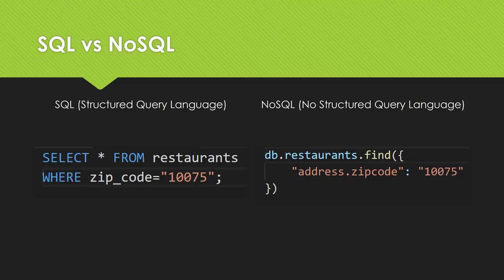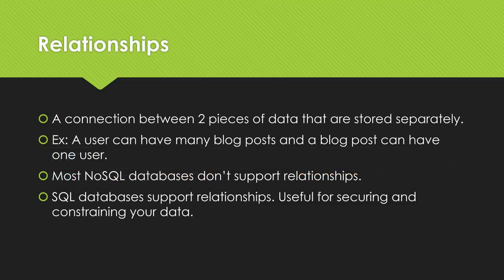Over on the NoSQL side, you'll see that there are no queries. Instead, you're giving the database the data. Actually, you'll notice that the data is formatted like JSON. A lot of developers tend to lean towards NoSQL databases because you're basically writing JavaScript objects. However, NoSQL databases definitely have their problems. The biggest problem is relationships. I don't expect you to know what a relationship is, so let's explore it together.